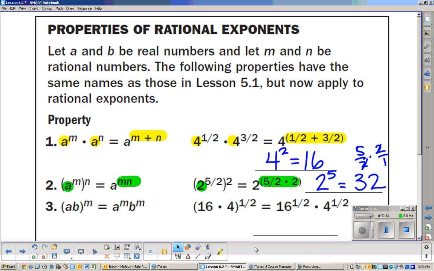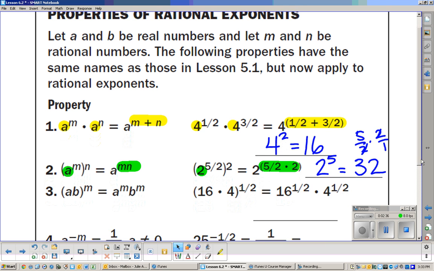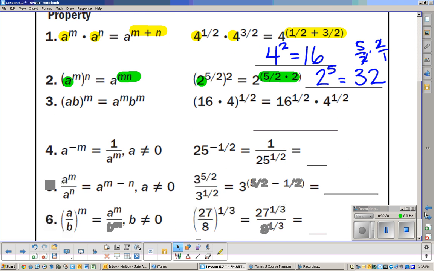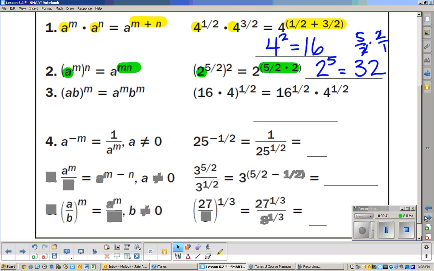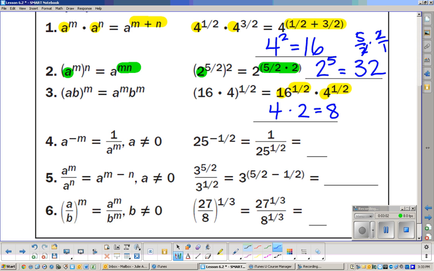And then the next property we have is if you have a parenthesis with exponents. Like we have always done, we need to distribute that exponent to everything in the parenthesis. So the 1/2 goes on the 16, the 1/2 goes on the 4. Now remember what 1/2 means, it just means square root. So the square root of 16 is 4, the square root of 4 is 2. Those two things are multiplying each other, so we get an 8.